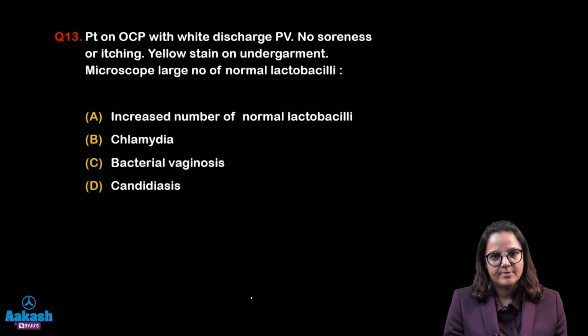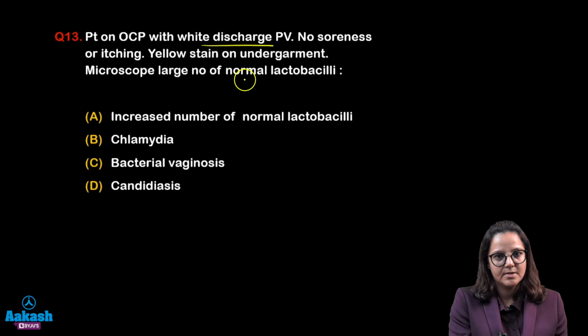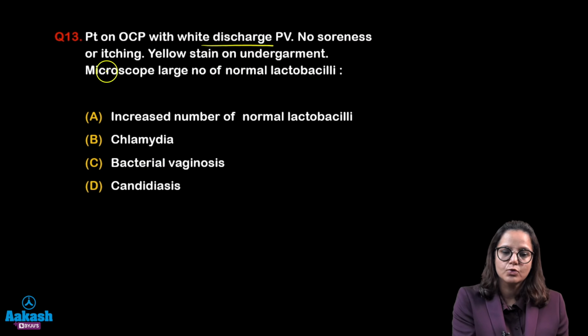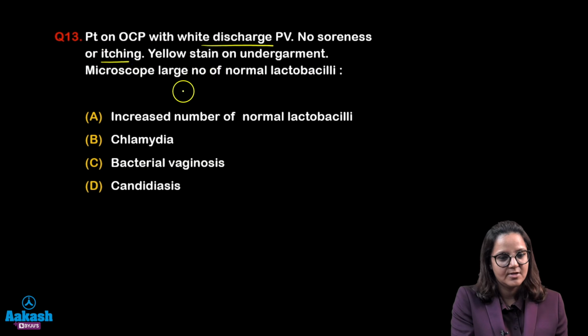Patient is on oral contraceptive pill. She presents with white pervaginal discharge. Now she has no symptom. There is no soreness, there is no itching, a yellow stain is there on the undergarment. Microscope shows large number of normal lactobacilli. So what can be the cause?